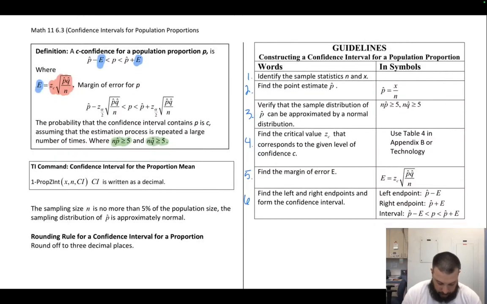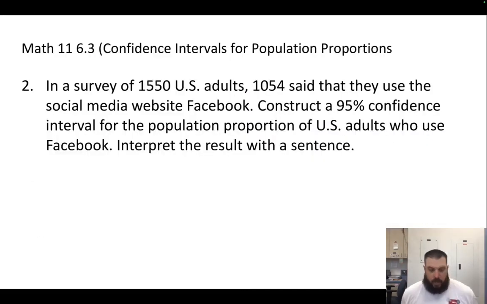So let's take a look at an example here. In a survey using similar data, of 1,550 US adults, 1,054 said they used the social media website Facebook. Construct a 95% confidence interval for the population proportion of US adults who use Facebook. Interpret the results with a sentence. So let's lay out the information that we know.